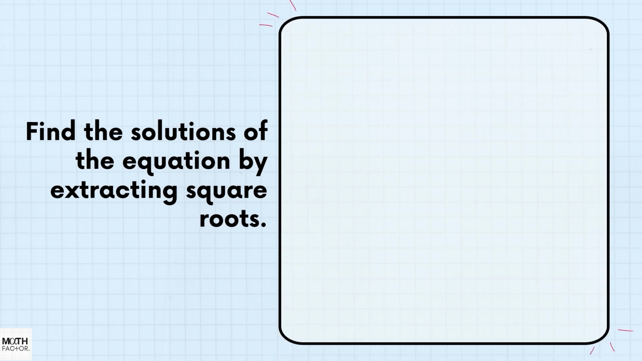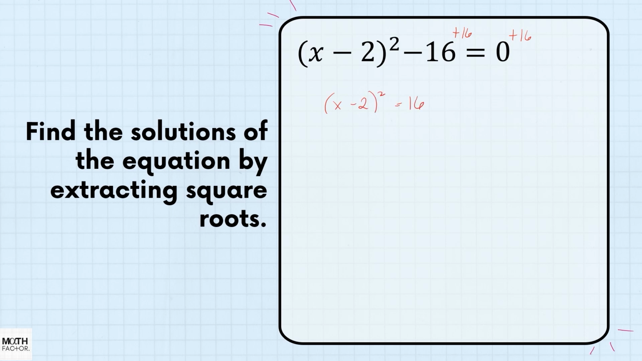For our last example, we have x minus 2 squared minus 16 is equal to 0. We will first move 16 to the right side of the equation by adding 16 on both sides. Therefore, our new equation will be x minus 2 squared equals 16. In this type of equations, we will consider x minus 2 as a single variable. So therefore, we will now proceed with getting the square root of these values.